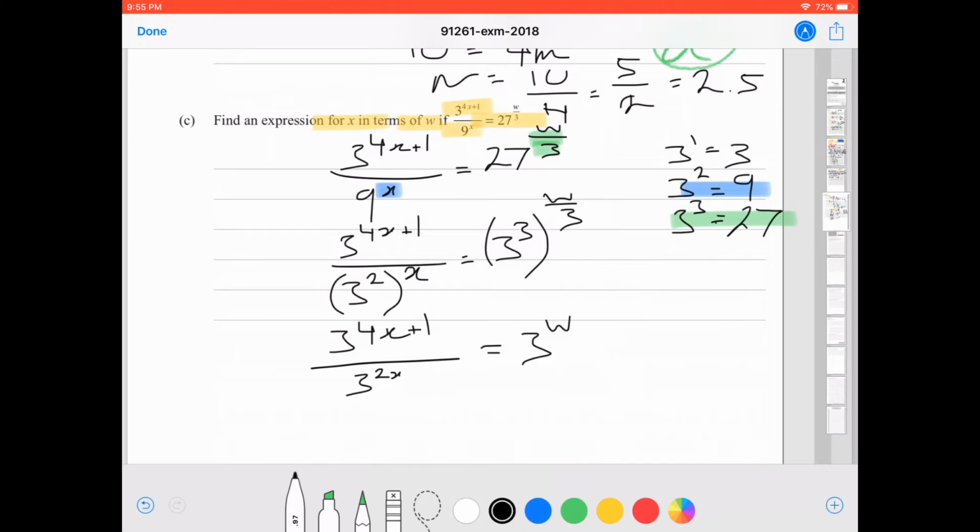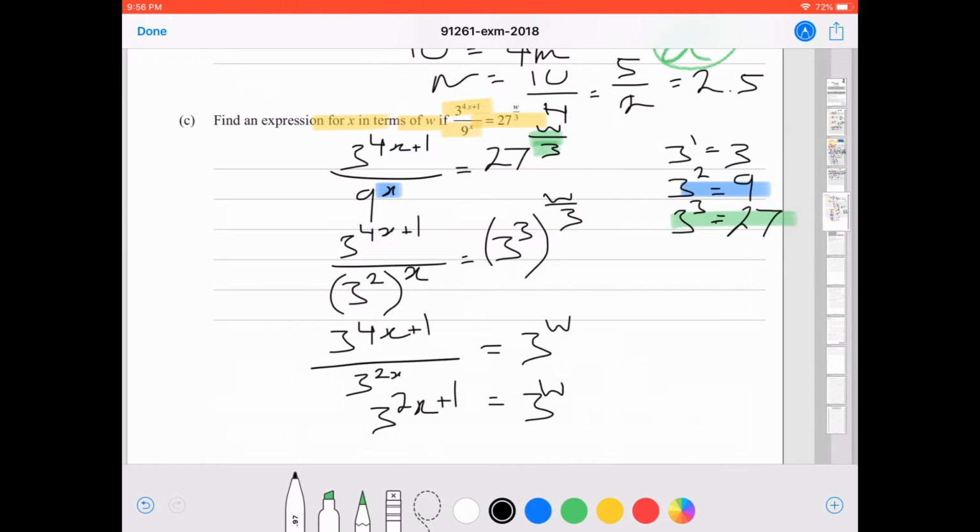Now another one of our indices rules. On the left hand side here we're dividing, meaning we subtract the indices. So we can combine everything into base 3, we subtract the indices, so it's 4x plus 1 minus 2x, and so it's 2x plus 1. Okay, and let's rewrite that. 2x plus 1, that equals 3 to the power of w.